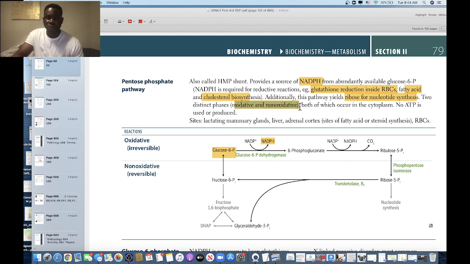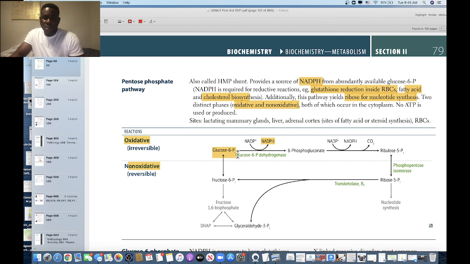There are two phases. We have the oxidative phase, which is irreversible, that is here. And then we have the reversible phase, which is the non-oxidative phase. They love to ask questions on this, so pay close attention to this page when you reach it. So now we have glucose 6-phosphate. First of all, glucose comes into the cell, and we add the phosphate by glucokinase or hexokinase, and then it becomes glucose 6-phosphate. Now if it becomes excess, we have a lot of glucose 6-phosphate, and we can use some of it for this pathway.